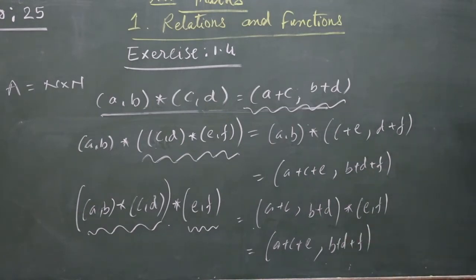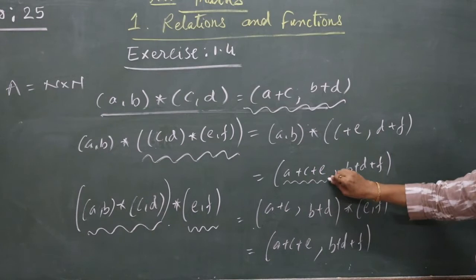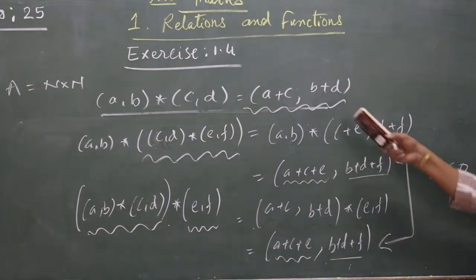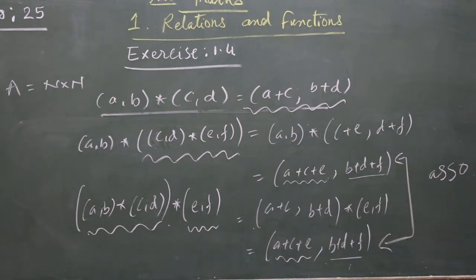Okay, let's check it. Here A plus C plus E, and here also we have A plus C plus E. Here we have B, D, F, and here also B, D, F. So from these 2 results, you can say it is associative also. First we have derived that it is commutative, and secondly we have derived that it is associative also.